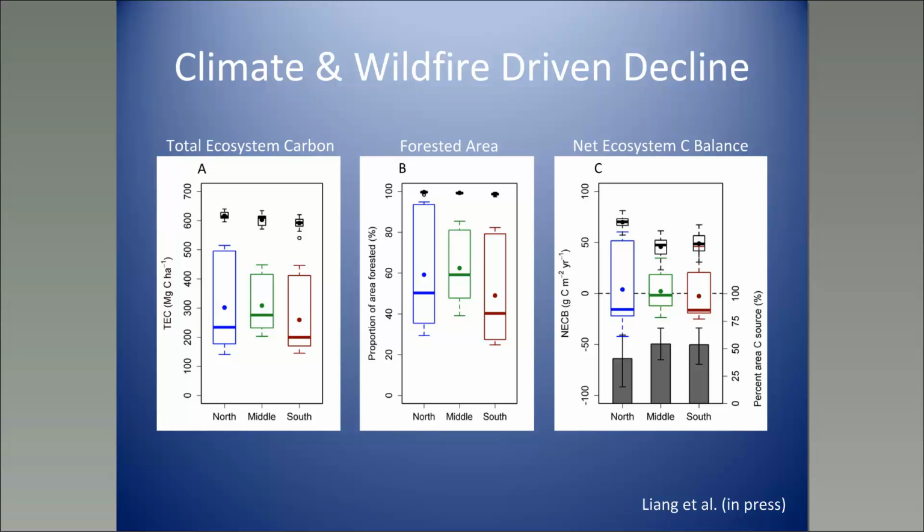And this reduction in forested area, coupled with warmer, drier climate, led to reduced carbon uptake by the forest compared to historical conditions. And so what we've got here are, again, the colored box plots are projected climate and wildfire. The black box plots are historical climate and wildfire. And then the bar chart on the bottom is the percent of the area of each transect that's a carbon source to the atmosphere by the end of the simulation. And so what we're basically seeing is with the reduction in forest cover, 40 to 50% of each transect being a net source of carbon to the atmosphere by the end of the simulation period.